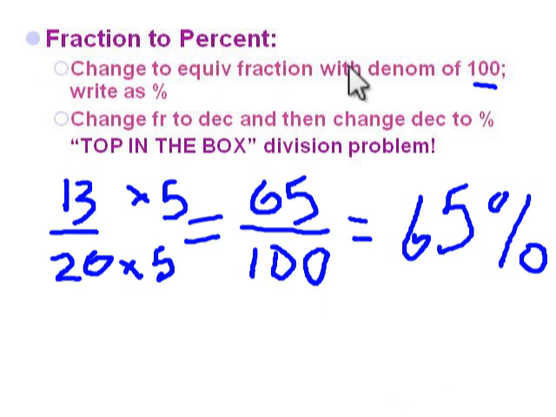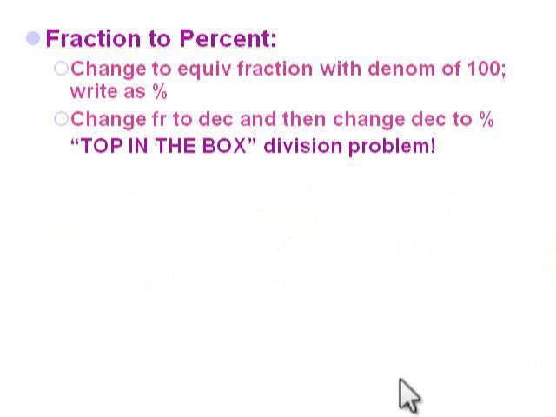So that was option number 1. That only happens if the denominator of the fraction you're given divides into 100 evenly. But what do you do if it doesn't? Like 2/3. The fraction 2/3. 3 times nothing equals 100. 3 times no whole number.